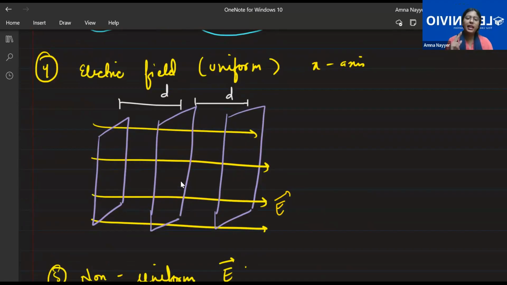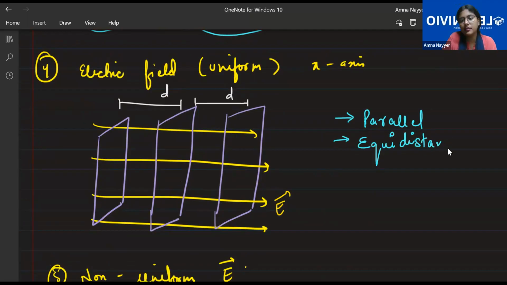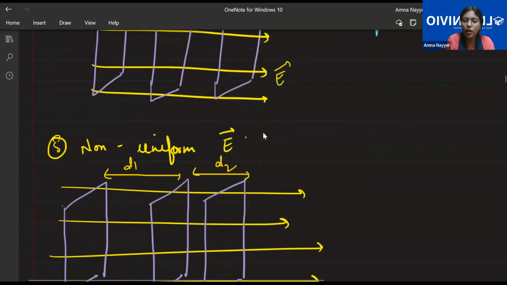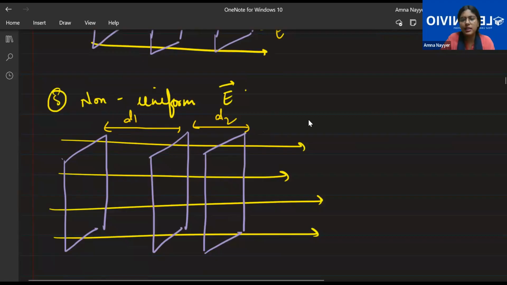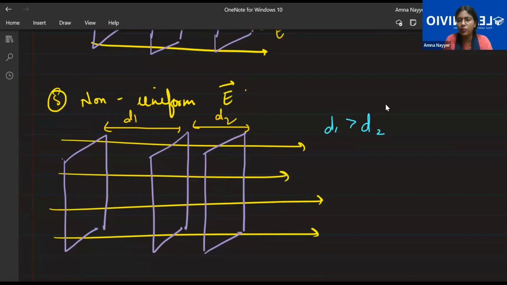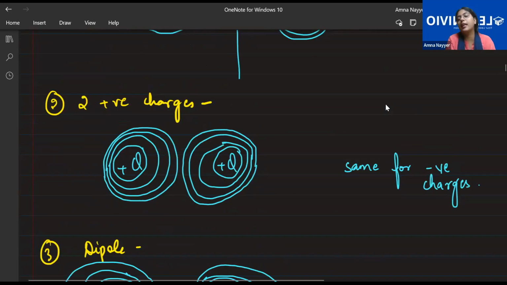Like your electric field lines, equipotential surfaces will be placed parallel and equidistant. This is the characteristic of it. The lines are parallel and equidistant. And for a non-uniform electric field, there can be any gapping. You can see here D1 is greater than D2. Like this, there can be any gapping over here, for a non-uniform electric field. So these specific cases can come to you.